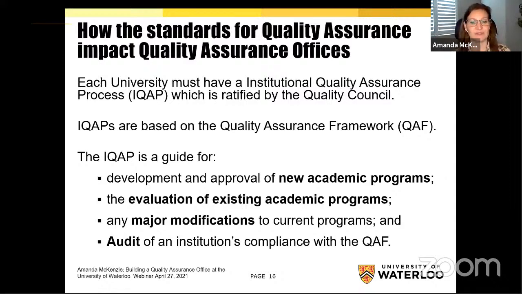And one example is looking at major modifications. So I mentioned what a major modification was a little earlier. A major modification is when you're changing a portion of your program, but it's not enough to make it a new program. So you might be changing the name, you might be delivering it online instead of in person or in a hybrid offering, or you might be adding a work component or a co-op stream to that program. Those are all major modifications.